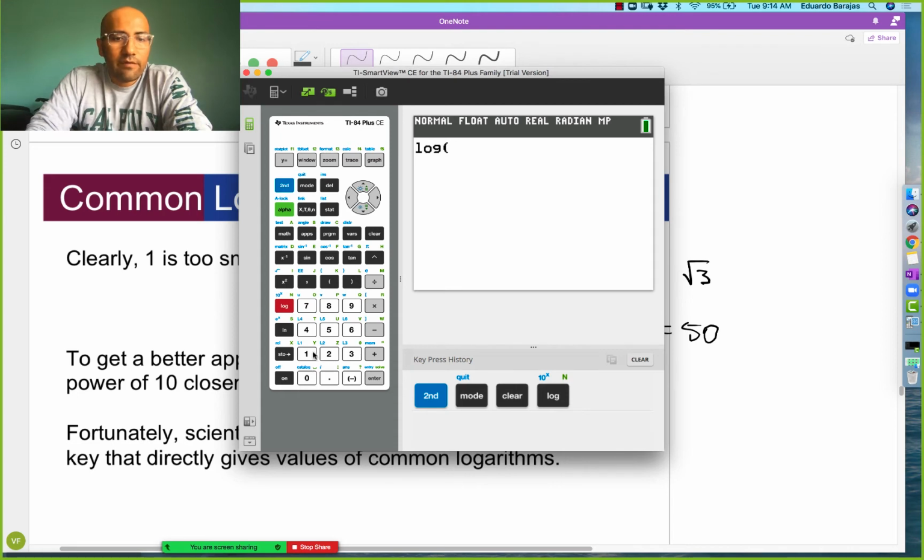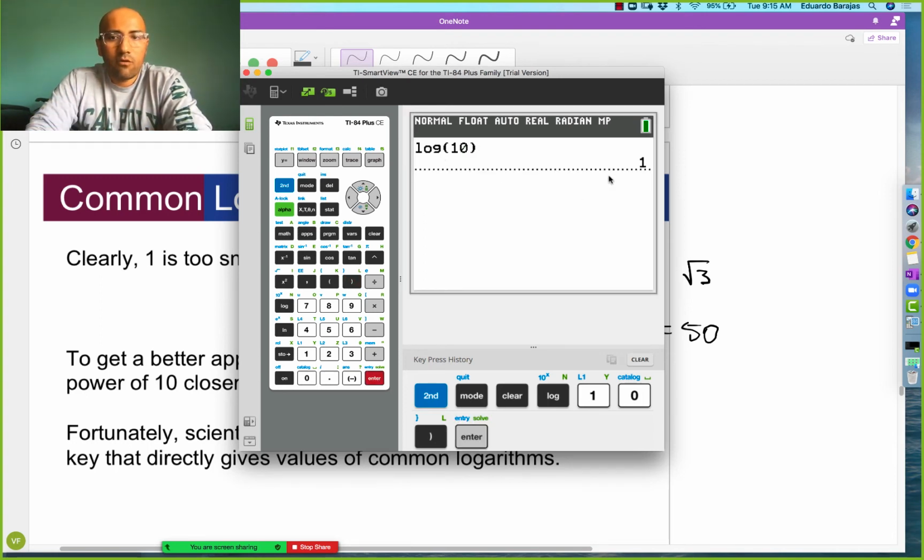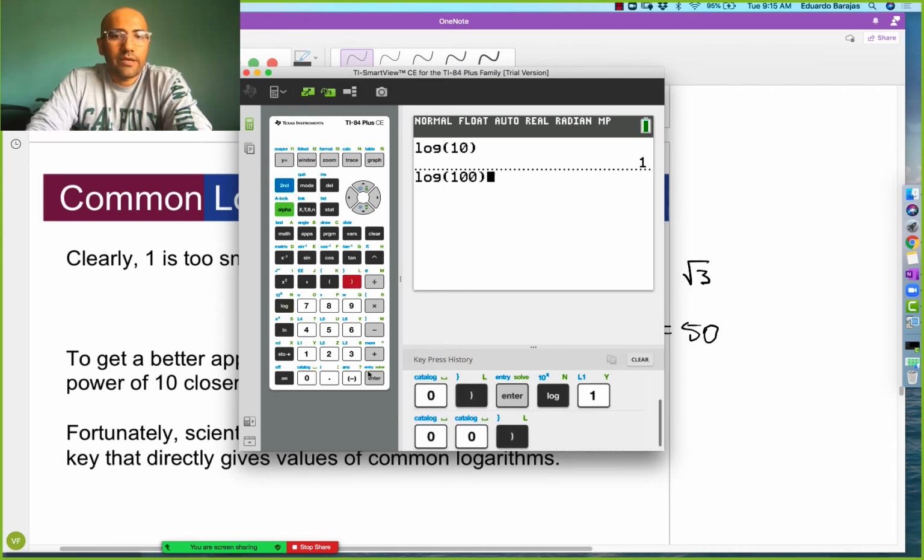So let's just try some obvious ones. Log of 10, the answer should be 1, right? Yes, 10 to the power of 1 equals 10. And log of 100, the answer should be 2, right? 10 squared is equal to 100. Good? Okay, so this guy's working.